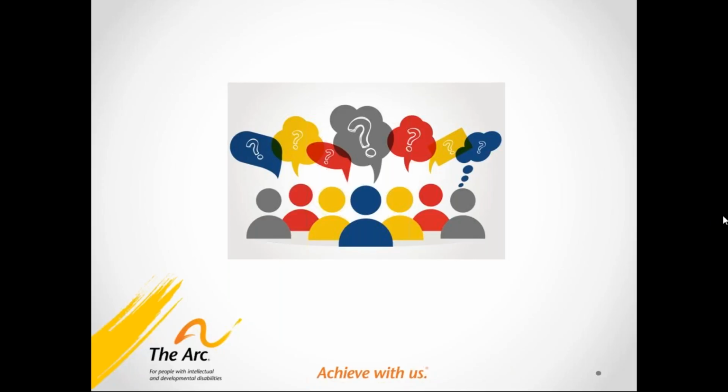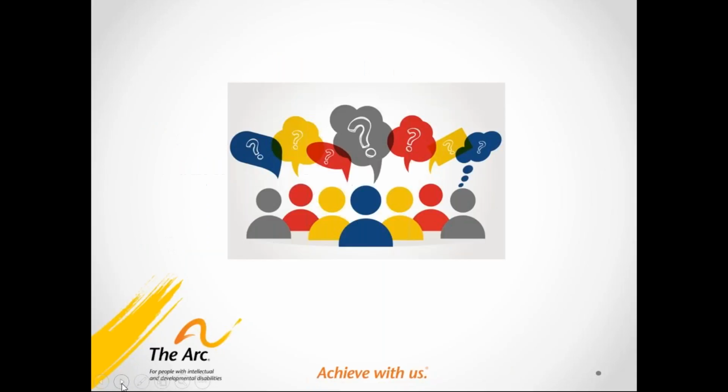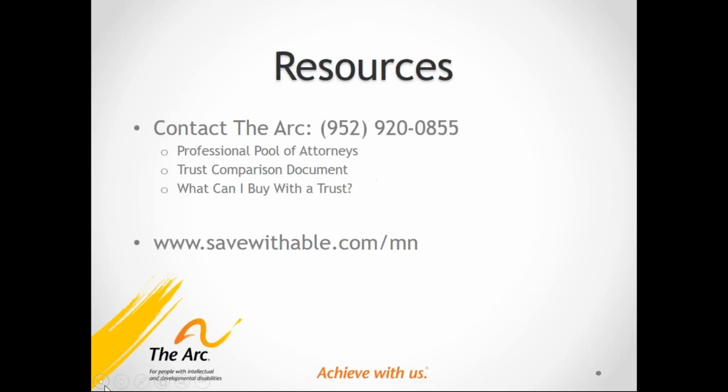Okay, so the first question is, how can I contact someone and talk about this? So my name is Alicia. I work with the ARC Minnesota, and you can call the number right here. 952-920-0855. You can also email us at info@arcminnesota.org. So the ABLE account, that was the next question. ABLE account web address right there.